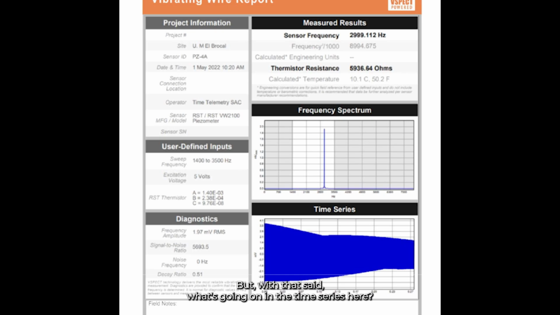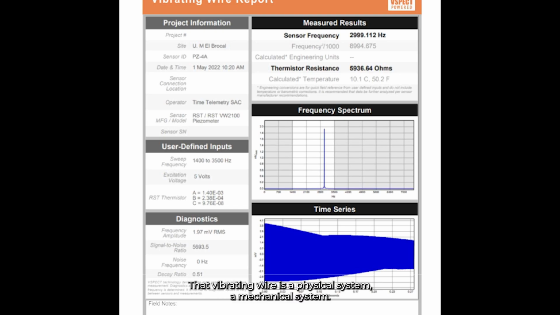But with that said, what's going on in the time series here? You probably have some sort of damping going on. Damping would be a resistance to that vibration. Damping can come from lots of things. On a car, it's a shock absorber. In a sensor, it might be the way it's clamped. It can be air resistance. There are all sorts of things that impact that vibration.